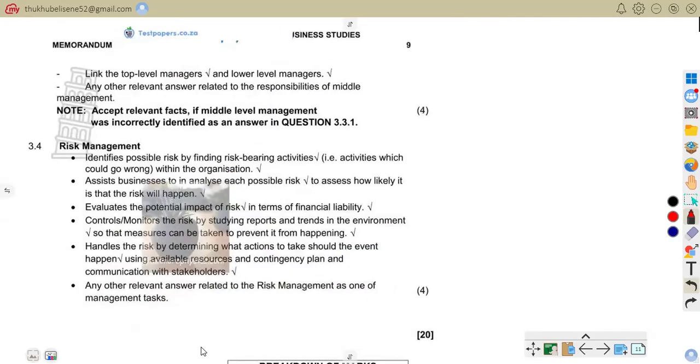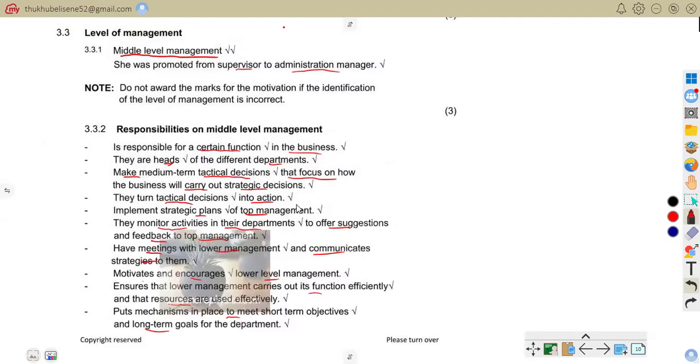Also, they link top-level managers and lower-level managers. That is when they are, for example, reporting departmental performance to executives. So that is that. So now let's quickly go to 3.4.